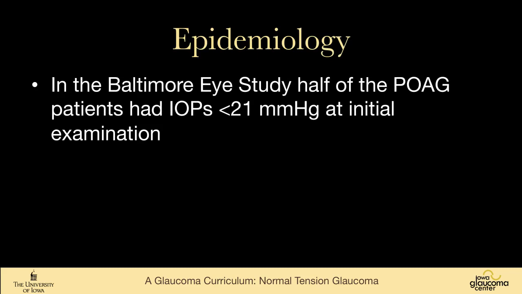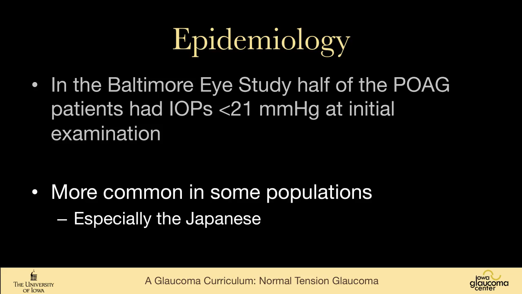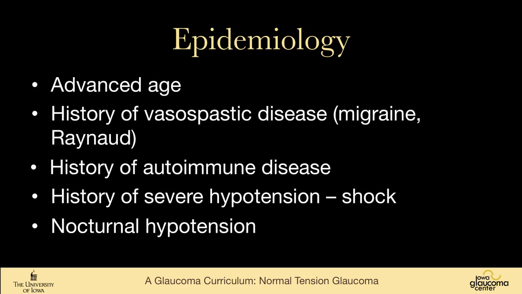In the Baltimore Eye Study, half of people who had primary open-angle glaucoma had pressures that were in the normal range at initial examination. And in some populations, especially the Japanese, glaucoma at normal pressures is very common, even more common than in the U.S.